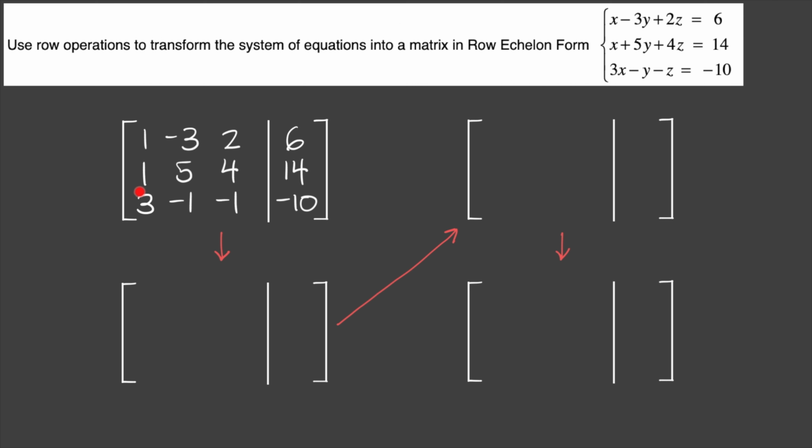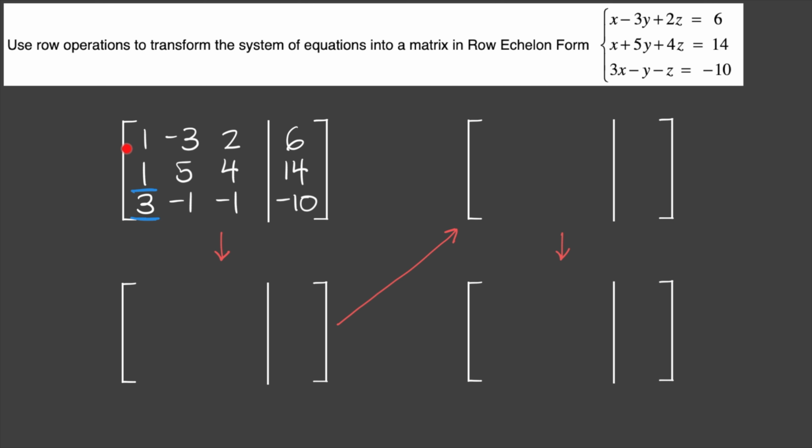Our first step is to make both these two numbers here zeros. Now we have a 1 as the leading coefficient in the top row, which is great, but we want both these numbers to be a 0. I always tell my students to do both these at the same time. So we're going to make those both a 0 at the same time.